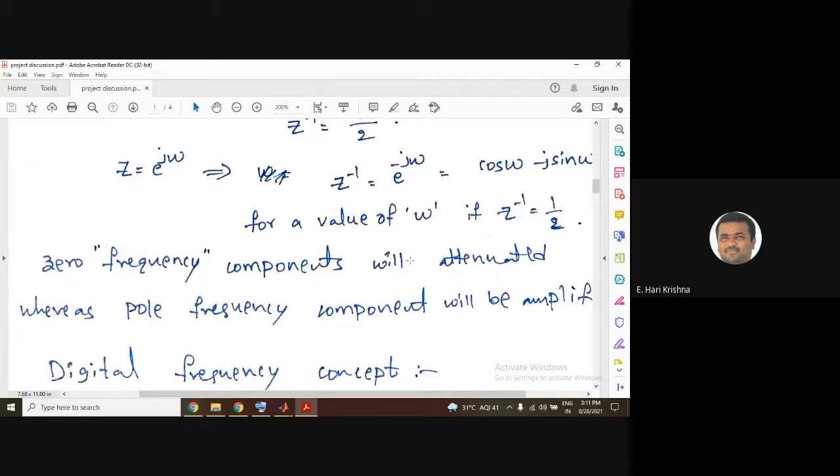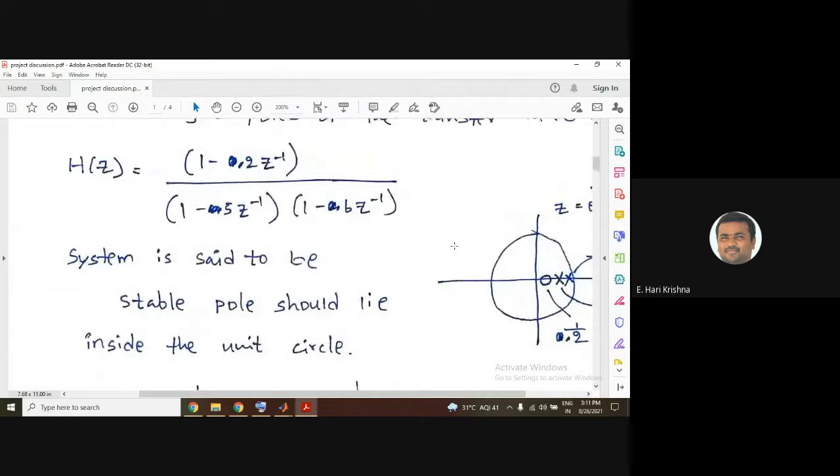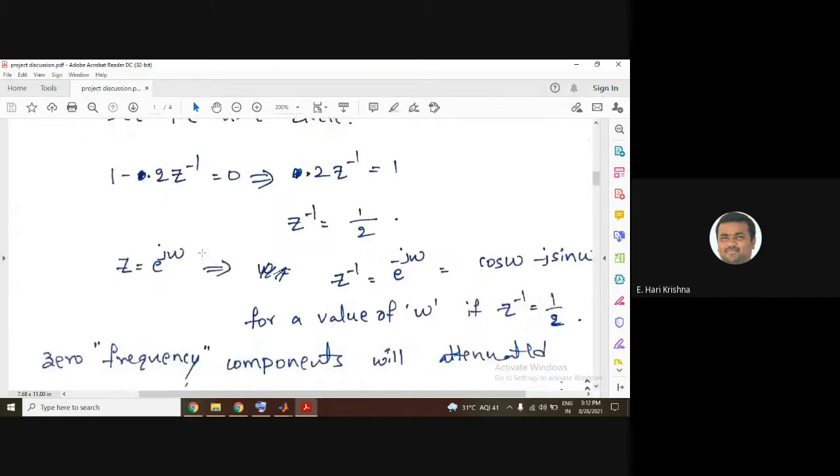Whereas the pole frequency component will be amplified. See here, suppose I have taken a frequency omega, a typical value for which z inverse is equal to 1 by 5. So 1 by 5 multiplied by 5 becomes 1. 1 minus 1, 0. 1 by 0 is infinity. It amplifies the concerned frequency component with infinite magnitude.